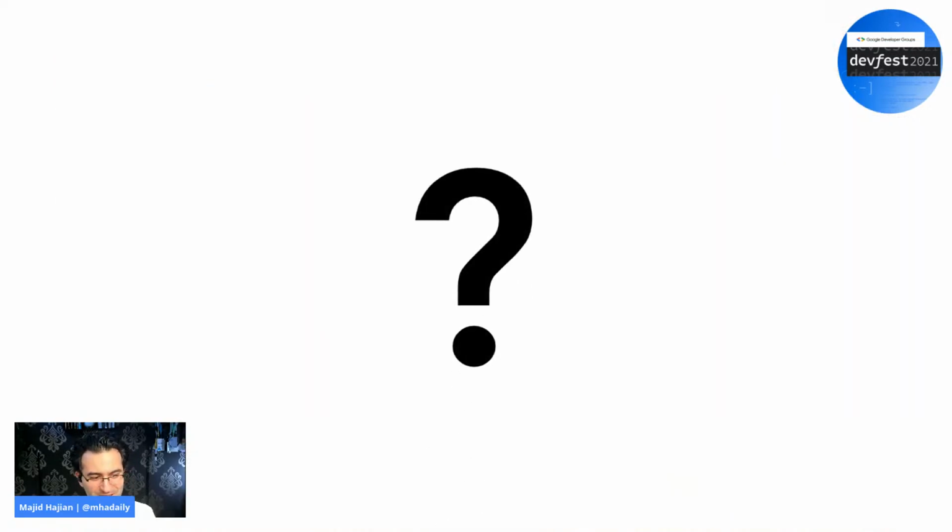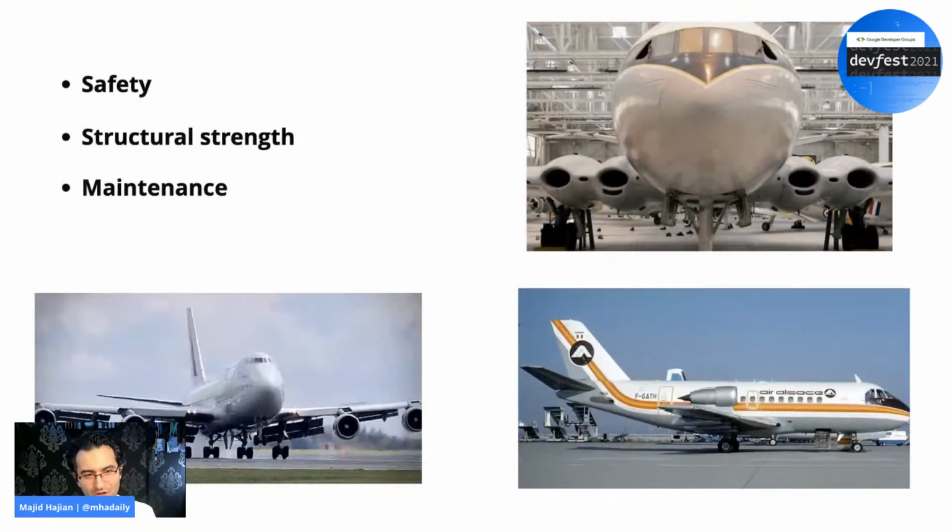But then the question is, which one is better, right? Let's compare these three aircraft quickly. When I wanted to compare this, I quickly came up with three factors and tried to research them. For example, how about safety, or how about the structural strengths and maintenance? Let's talk about this. As a matter of fact, if the engine is below the wings, because it's a little further away from the cabin and also the fuel tank, it seems to be much safer.